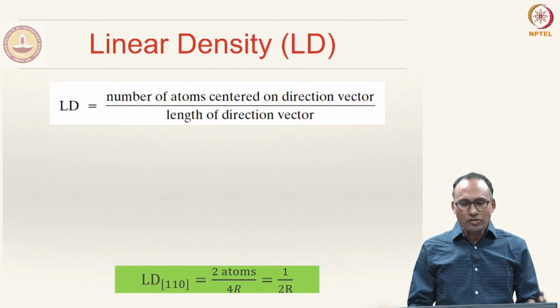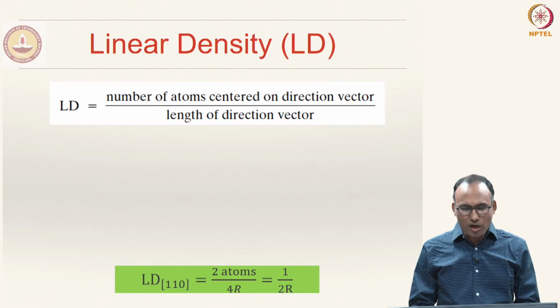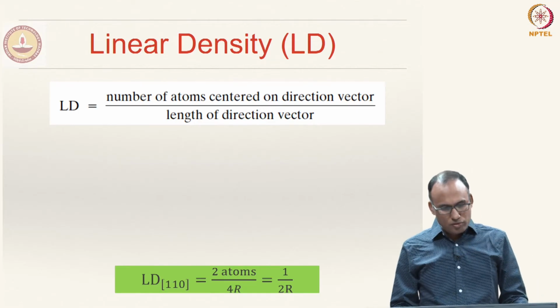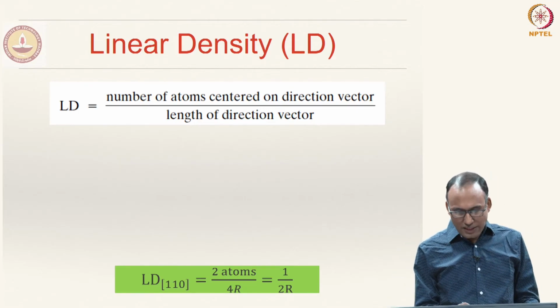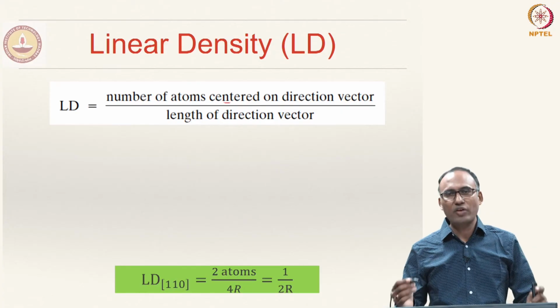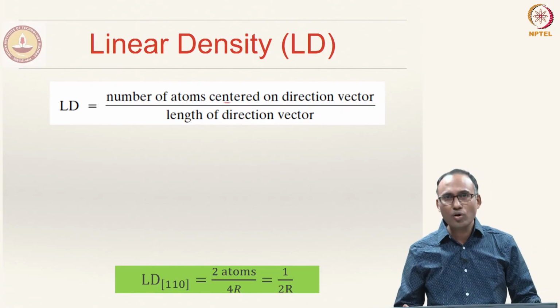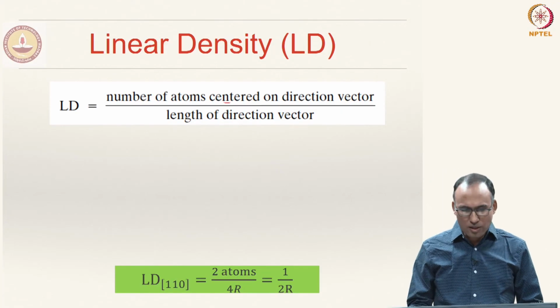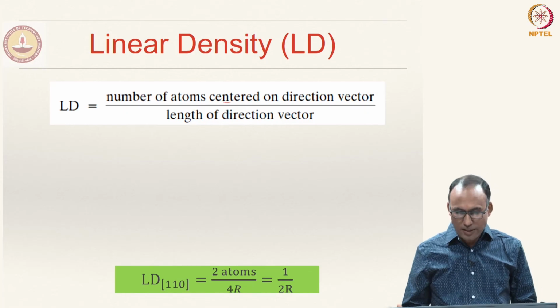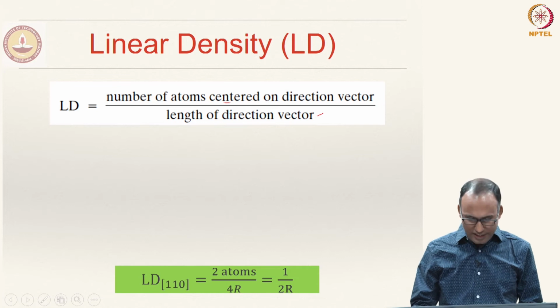All right. So, now let us define something called linear density. What do we mean by linear density? The linear density is defined as the number of atoms centered on a direction vector. So, we have defined a crystallographic direction. On that direction vector, how many atoms are centered, divided by the length of the direction vector. That is what is called linear density.